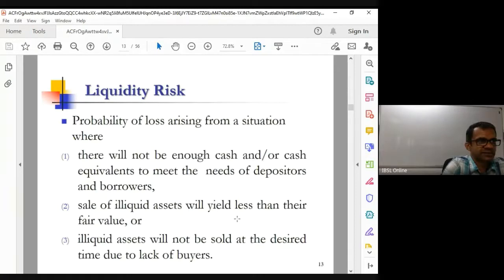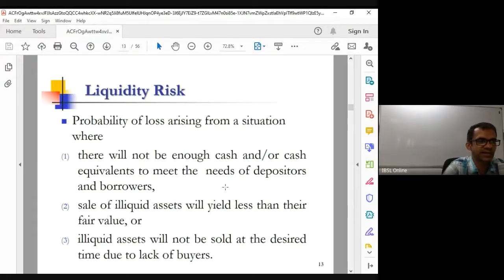So liquidity risk, that is the probability of loss arising from a situation, as I explained earlier. All these situations I explained, I think. So basically, cash or cash equivalents to meet the needs of depositors and borrowers. So either we should have cash or cash equivalents.